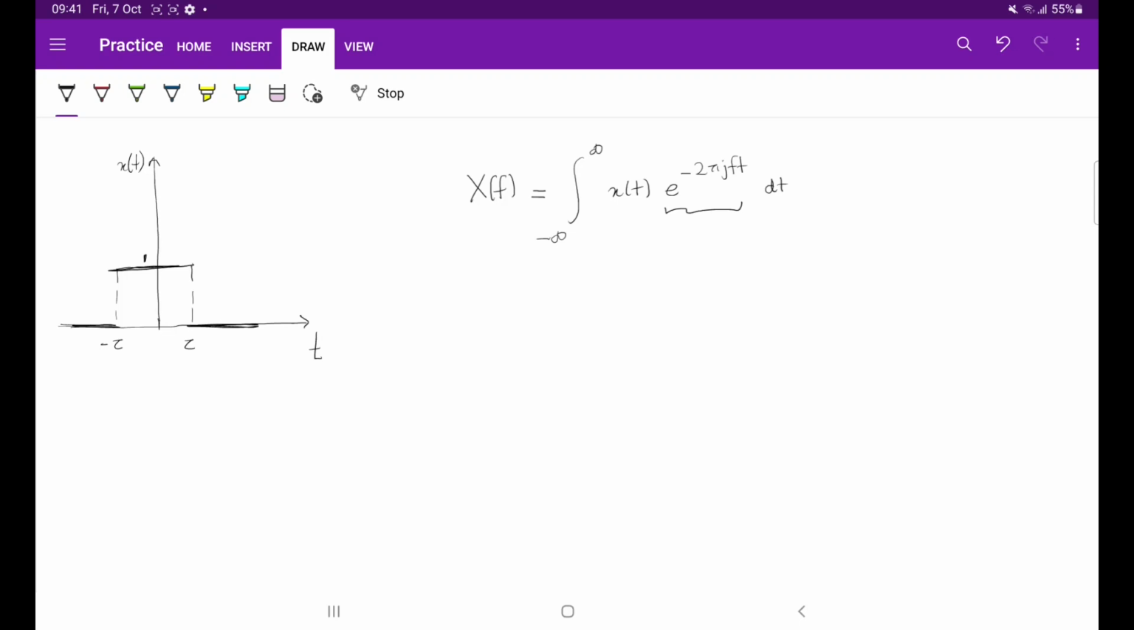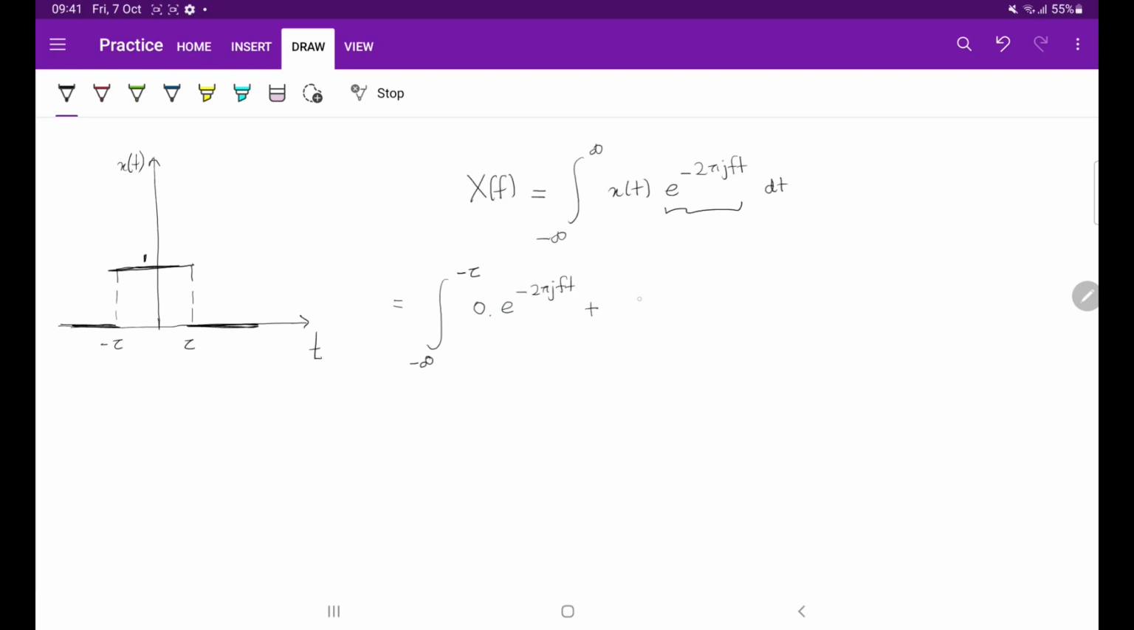But the important thing in this function is that from minus infinity to minus tau, it has a value of 0, which means instead of x(t), we are going to substitute the value of 0 from minus infinity to minus tau. So what I can do over here is separate this portion, from minus infinity to minus tau, because x(t) is a constant function with a value of 0. So it's going to be like this.